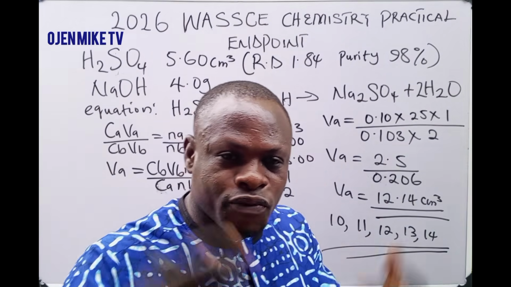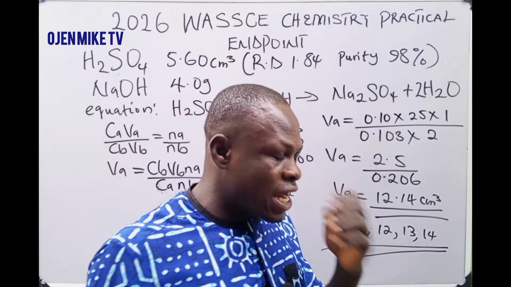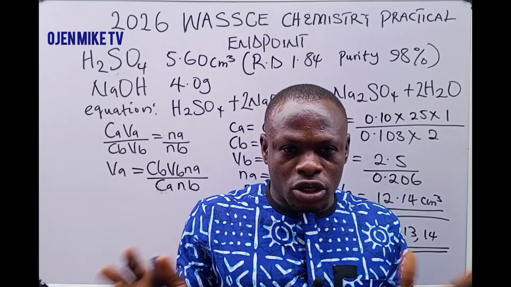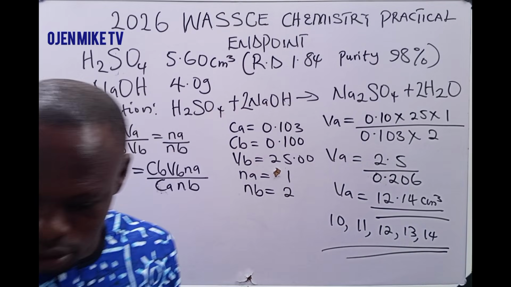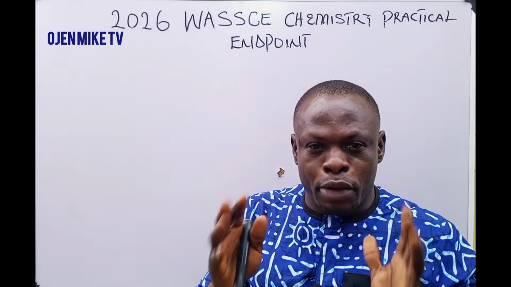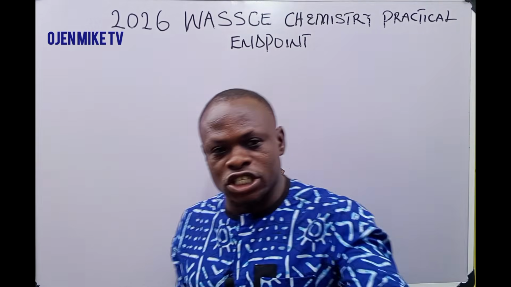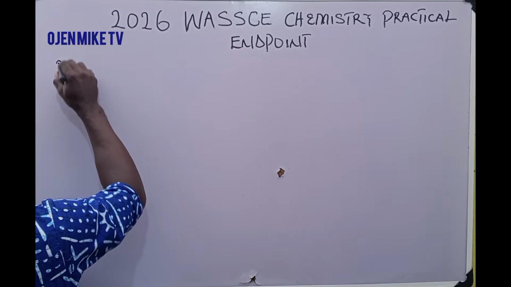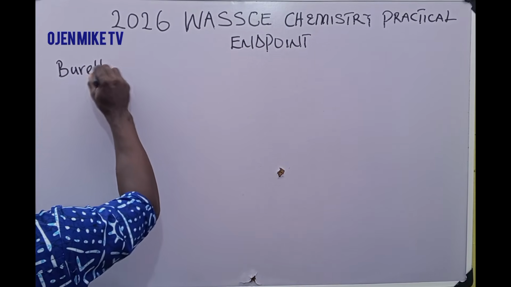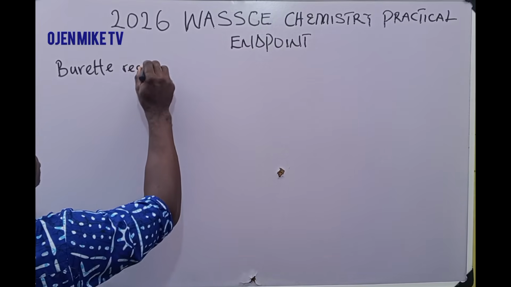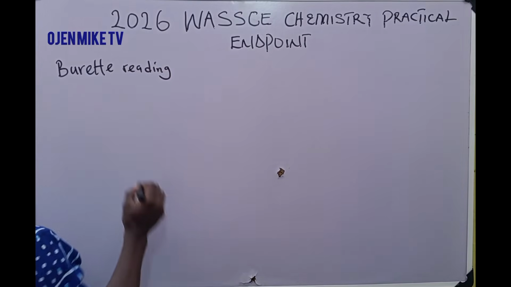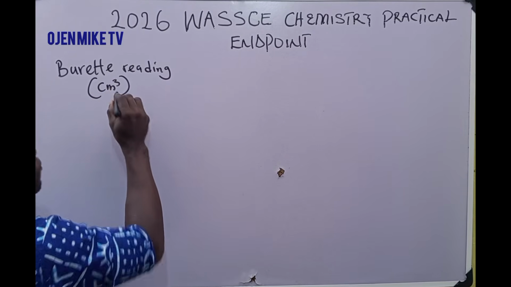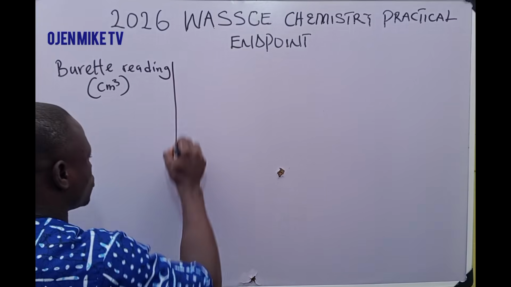But if I should advise you, if you come to my class, I will teach you how to prepare your table. Okay, so now let's go back to the table. The table you should prepare for your students should be like this. If you are a teacher, this is how you prepare your table. Firstly, you are going to write burette reading. Burette reading should be in, of course, bracket cm cubed. Very necessary. You draw your line.